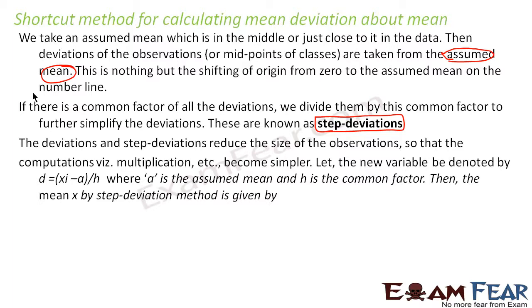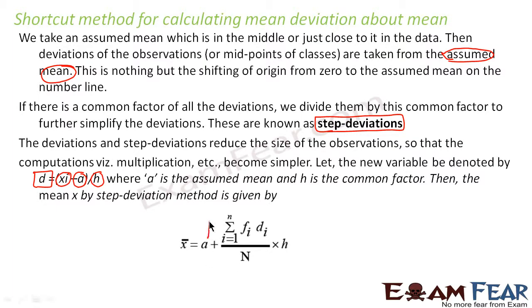We know that these deviations are just used to reduce the size of observations. Now we have the xi, the original xi, this is the assumed mean we have, and this is the step deviation we have. So we'll get a new value called d. d will be nothing but xi minus assumed mean divided by step deviation. Correct?